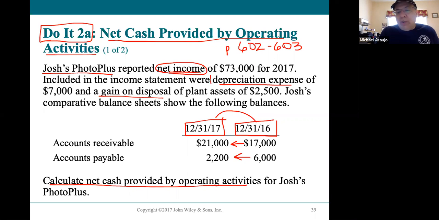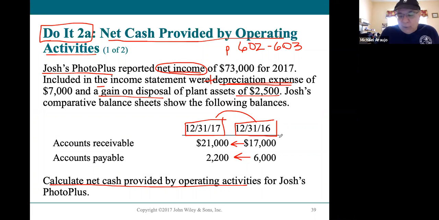Remember, we are going to add the depreciation expense in because it didn't take out any cash. The cash stayed in. We didn't write a check. So we add the depreciation expense to the net income. We have to reverse out the gain. So we're going to subtract out the gain of this $2,500, right? Because we have to nullify gains and losses because they tend to be gains and losses based on book value and not on cash.